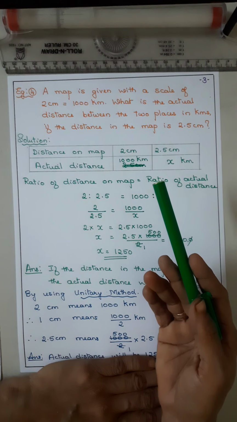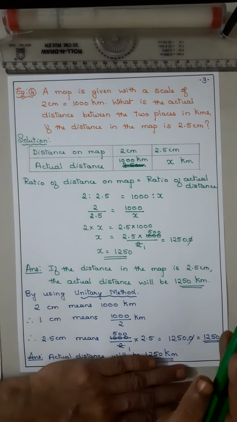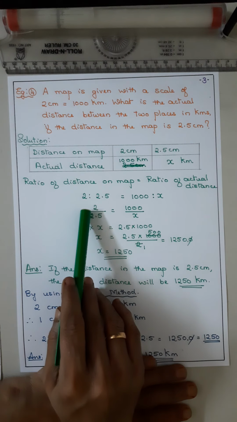Actual distance and distance on the map, the ratio should be same. So on the distance on the map, how much it is?